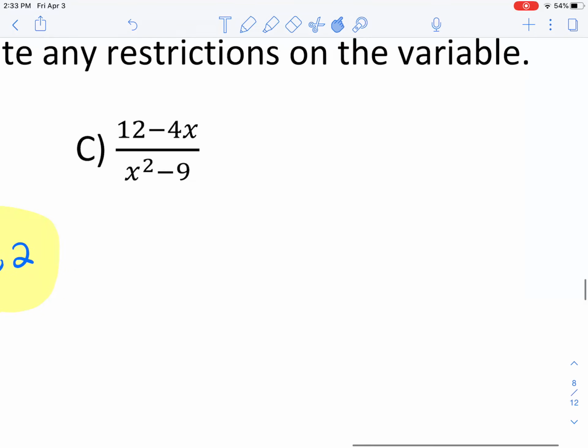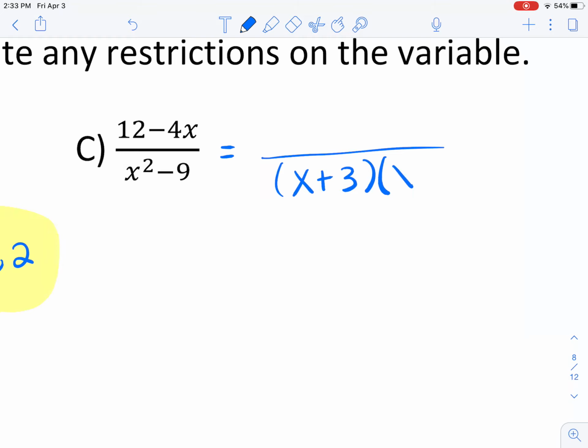And then on C, we have 12 minus 4x over x squared minus 9. Now both the numerator and the denominator will factor here. The denominator is a difference of squares, so it factors to be x plus 3 times x minus 3. Our numerator here, notice that your x value is negative, so you want to think of factoring out a negative here. And in fact, we're going to factor out -4 would be our GCF. So if you factor out -4, we're left with x minus 3.